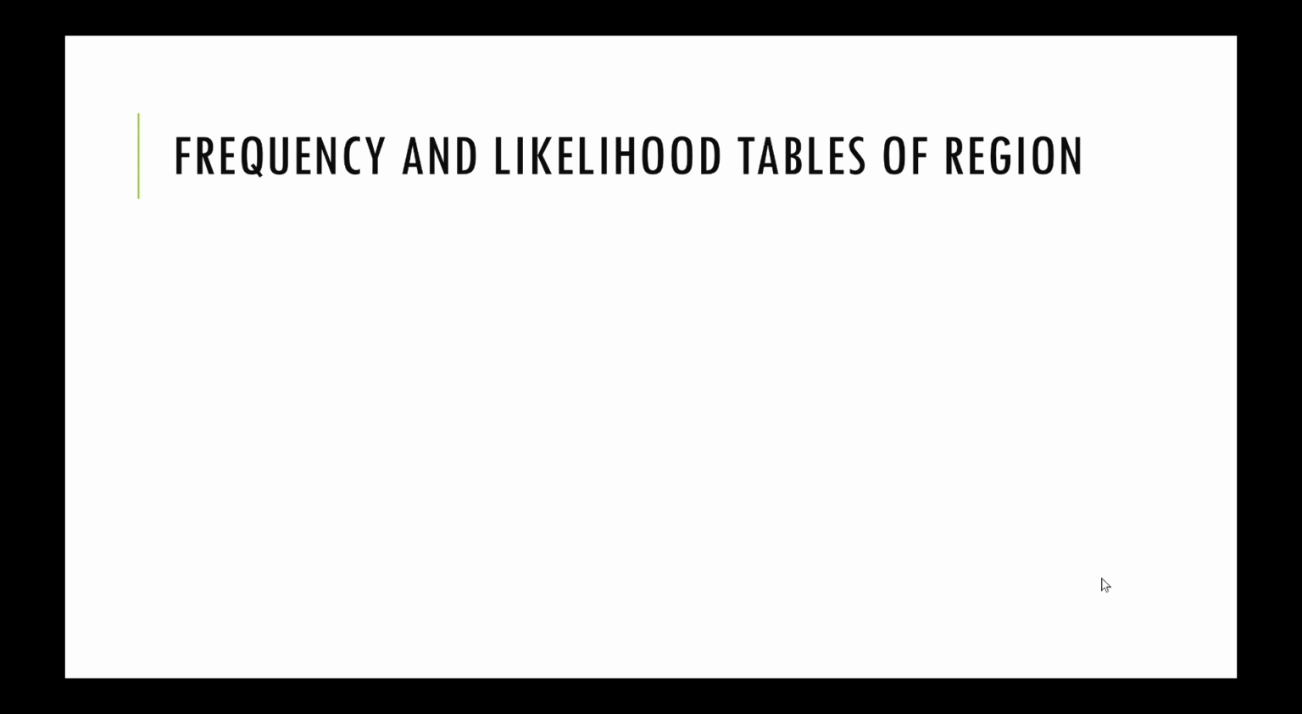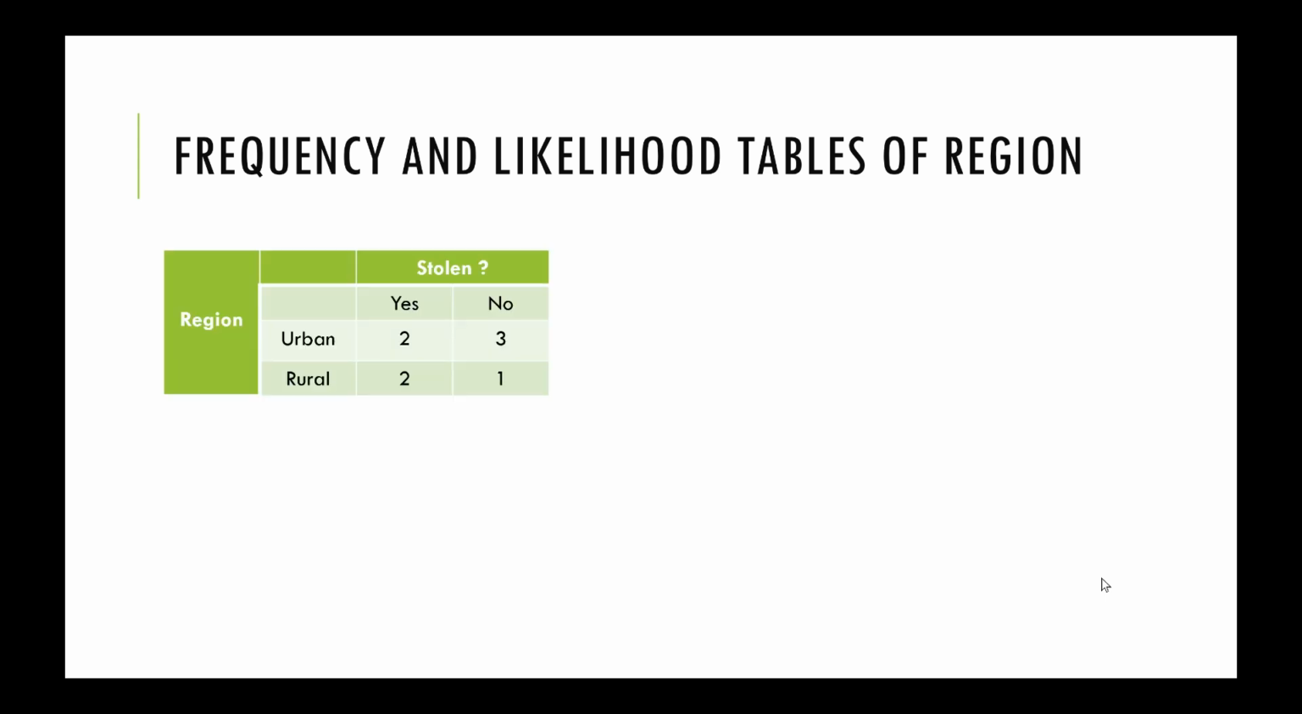We have two regions, urban and rural. In urban, the Yes count is 2 and the No count is 3. In rural, Yes is 2 and No is 1. So the total count of urban is 5 and rural is 3. So 5 plus 3 equals 8. So we have a total of 8 records.